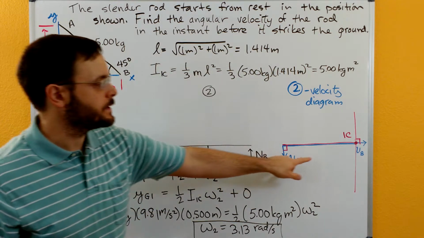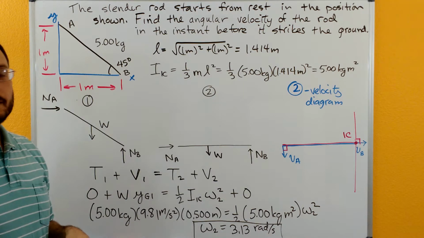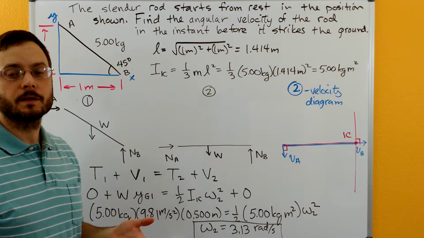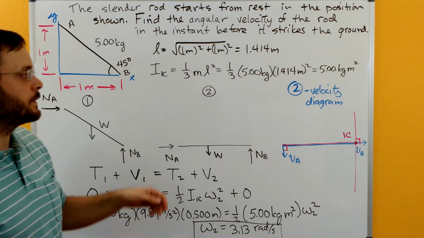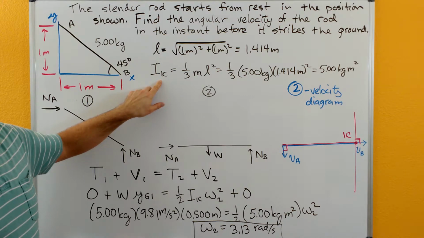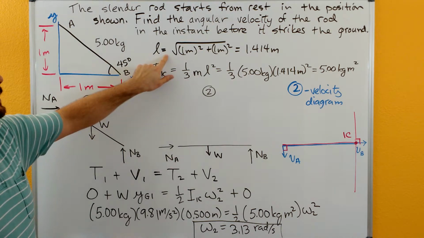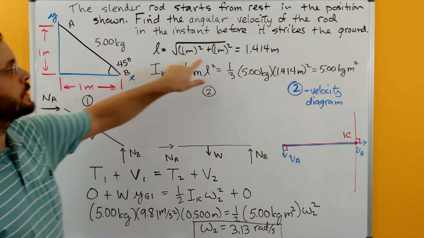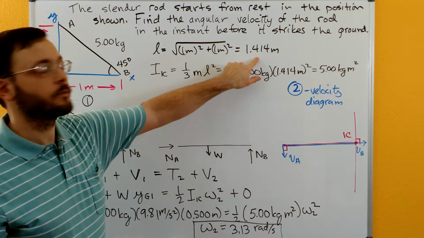Since we've got the IC here, the kinetic energy over here will just be our 1/2 I_IC times omega squared, where omega is our angular velocity. So let's calculate that moment of inertia about that instantaneous center. We can get the length of the bar is the 1 meter squared plus the 1 meter squared, take a square root. We get the 1.414 meters.